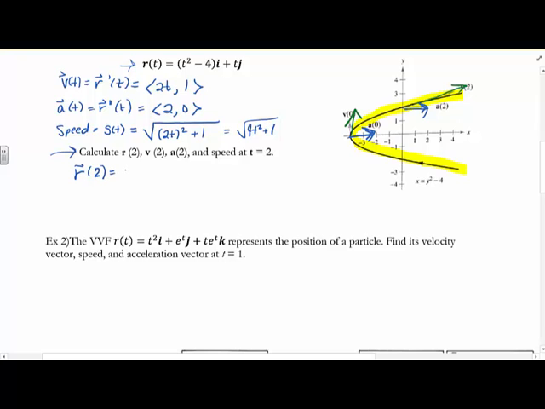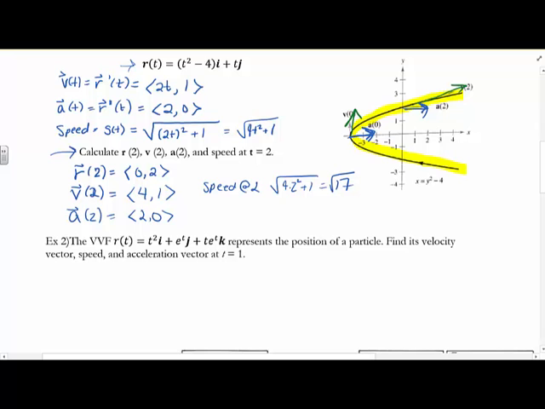So r of 2 is what I get when I plug 2 into r, you know, duh. So that's 0, 2. And then v of 2 is what I get when I plug 2 into v, again, you know, duh. That's going to be 4, 1. a of 2 is 2, 0. Don't have to plug anybody in there. And then speed at 2 is going to be the square root of 4 times 2 squared plus 1, which is radical 17. And I mean, that's really it.